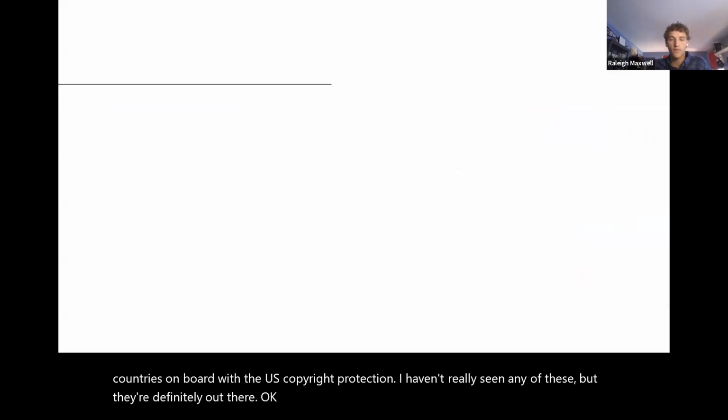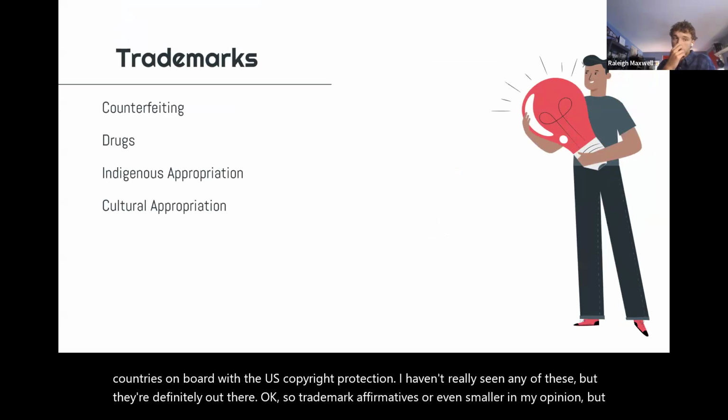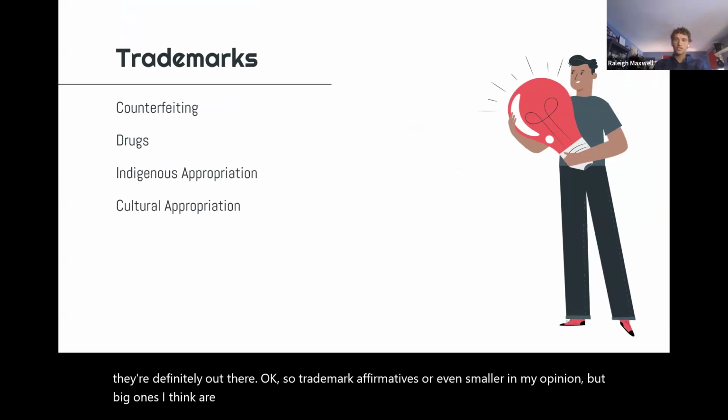Okay, so trademark affirmatives are even smaller, in my opinion. But big ones, I think, are counterfeiting is a huge one.